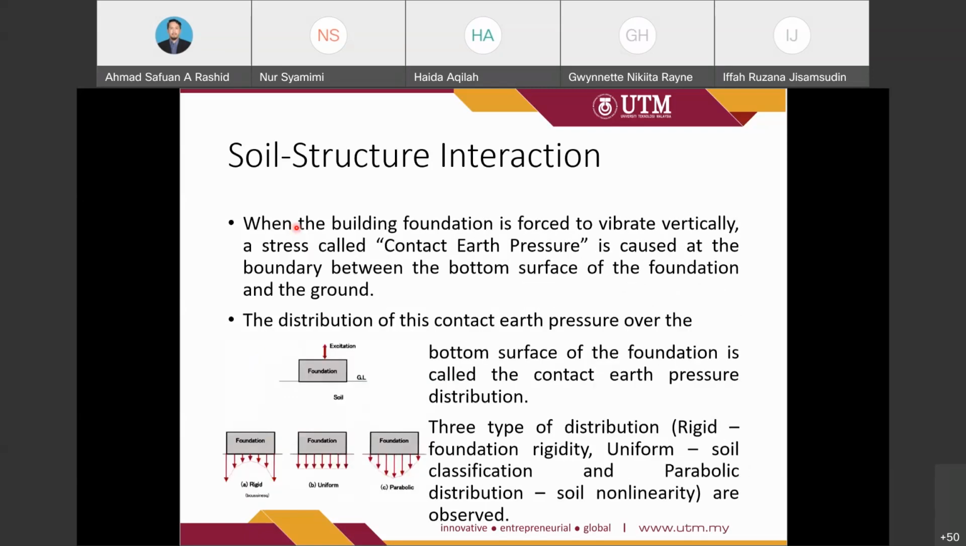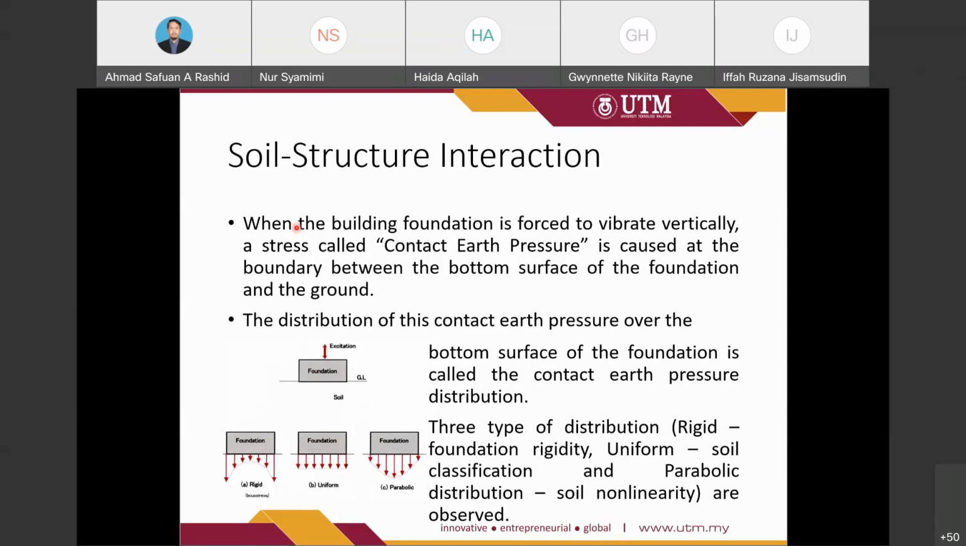When the building foundation is forced to vibrate vertically, a stress called contact earth pressure is caused at the boundary between the bottom surface of the foundation and the ground. The distribution of this contact earth pressure over the bottom surface of the foundation is called the contact earth pressure distribution. This is the common type of earth pressure distribution with a normal static load. So, the three types of distributions.